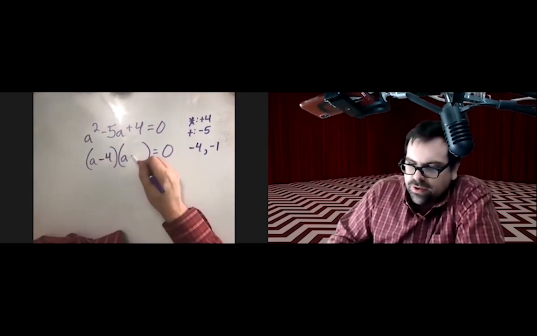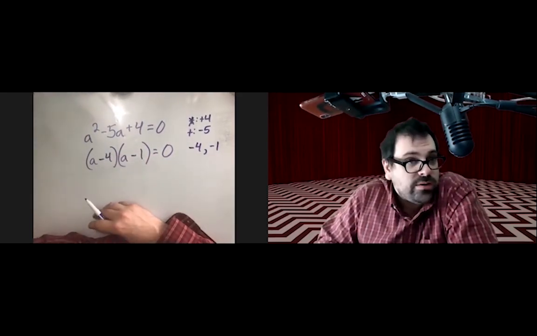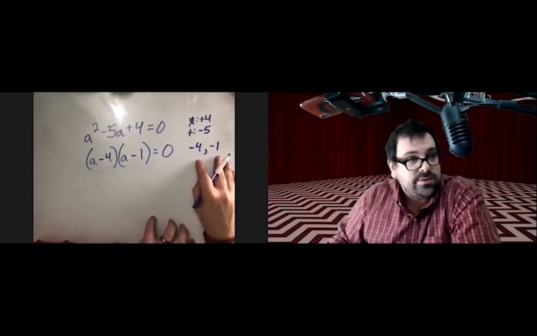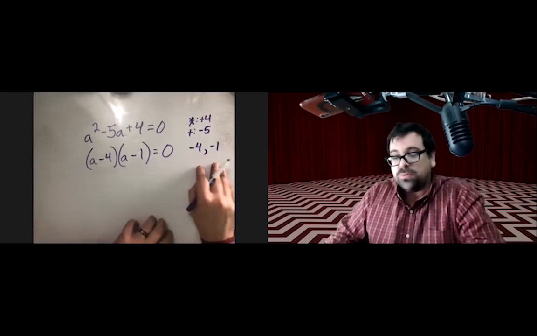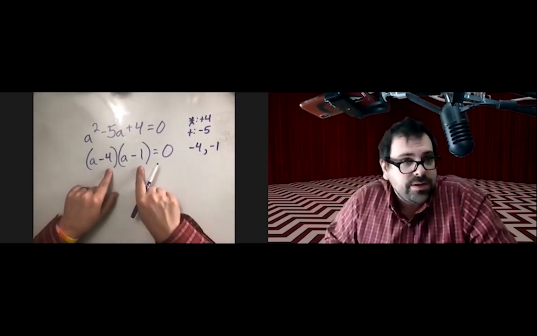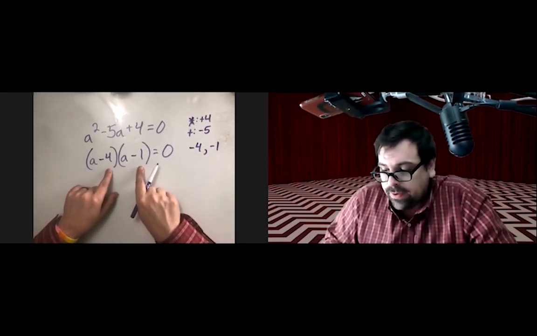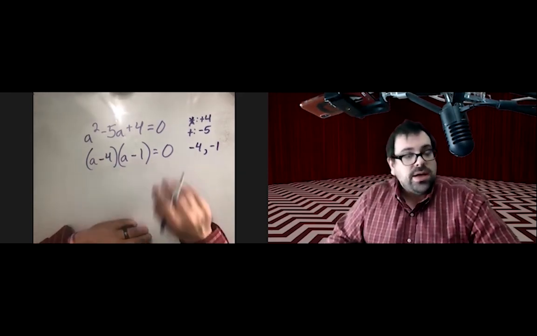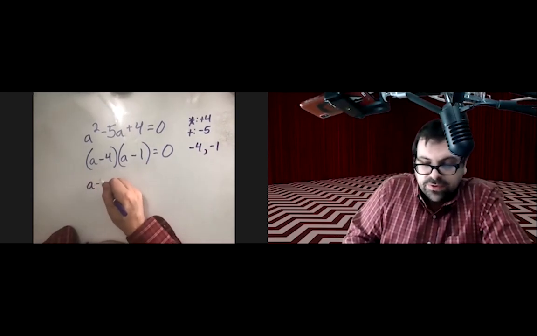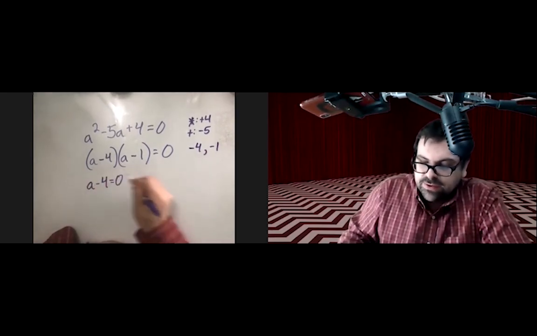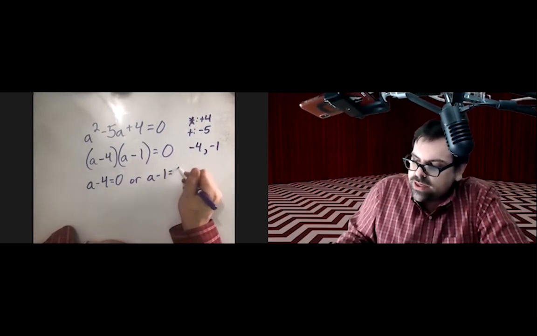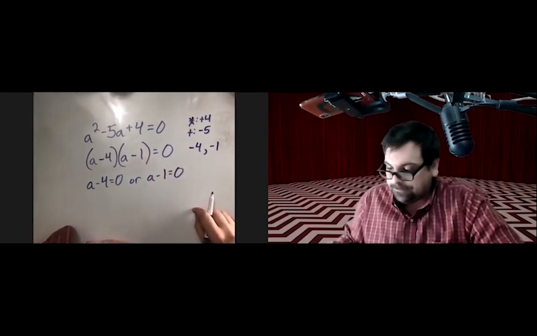Put in our minus 4. Put in our minus 1. Be careful not to say that those were our answers. They're not our answers. They're not what a equals. They're what we're putting in to our factors. And now we have two things multiplied together equals 0, which means either the first a minus 4 is 0, or the second a minus 1 is 0.